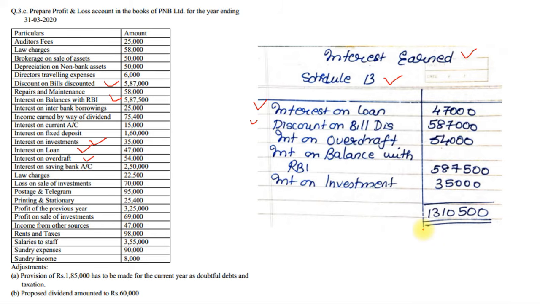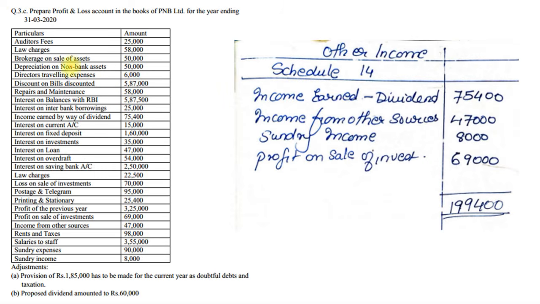Now, after interest earned, the next schedule is other income. We need to get the other incomes. So let us see which are the other incomes here. If you look carefully, I can see sundry income is there. From the bottom, I'm going: income from other sources are there. Then we have profit on sale of investment, and we have one more thing here: interest earned by way of dividend.